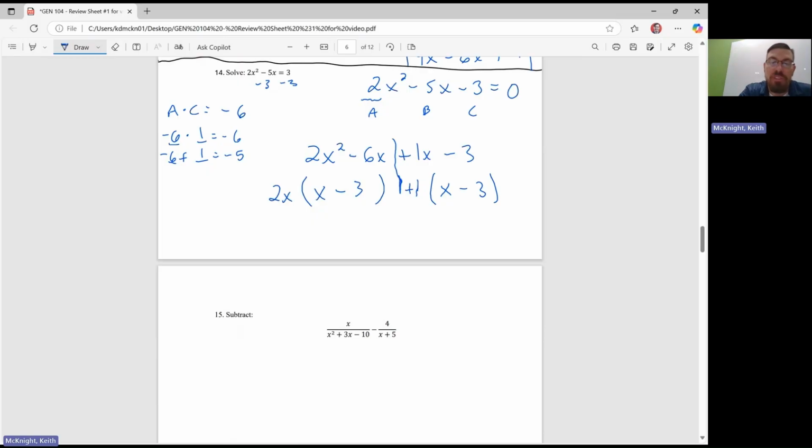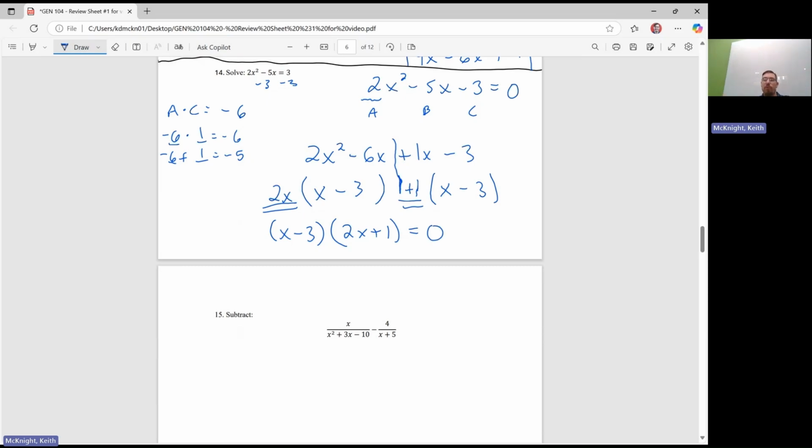So our factored version will be that matching set, which is x minus 3, multiplied by the two things that we pulled out, so it's going to be 2x plus 1. Now remember, this needs to equal 0 because we had it equal to 0.